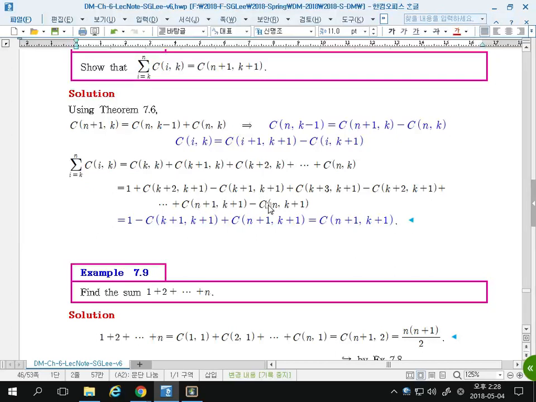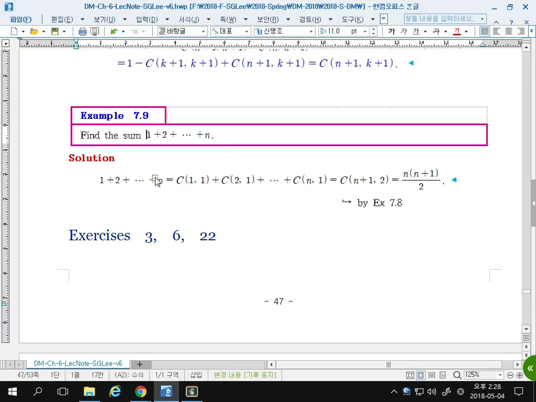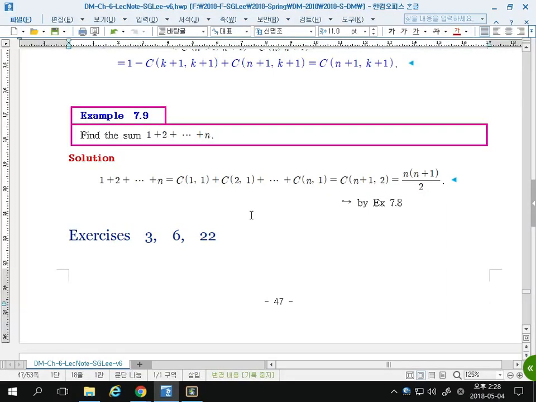Then what? k choose k is 1. So every middle term is deleted. Then what's left is this, which is this. Okay, this is just computations. And find the sum of this from 1 to n. Then addition of these two is this, which is n times n plus 1 over 2. So this is another way to find the rule.